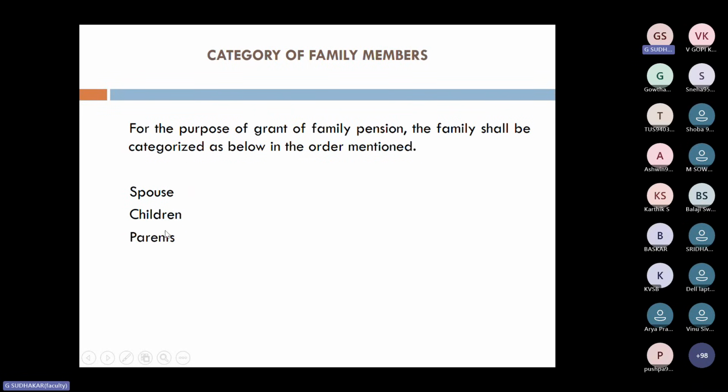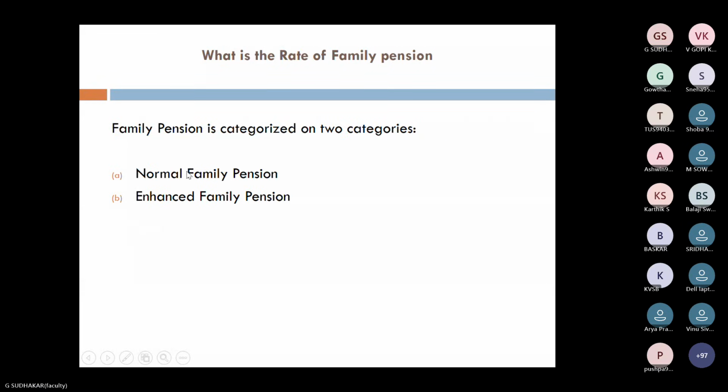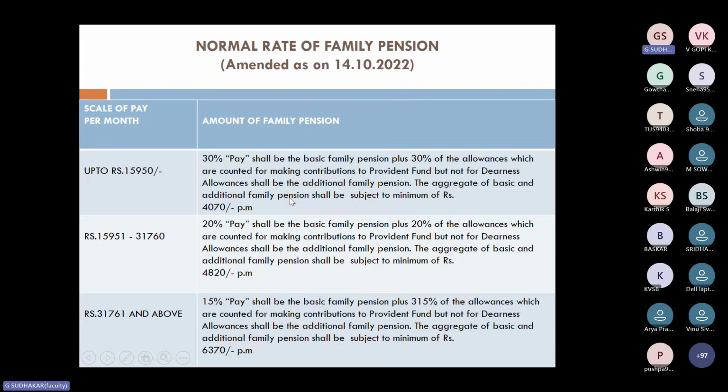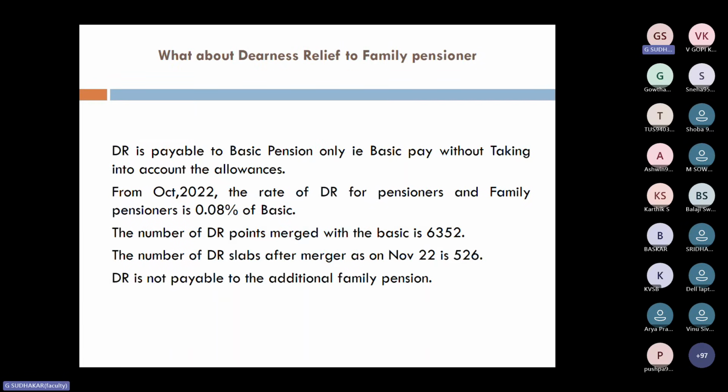Spouse, children, parents. Suppose there are no children, and a young boy around 33 years died. For them, the only dependents are the parents. They will get the family pension. There are 2 concepts under family pension: normal family pension and enhanced family pension. The enhanced family pension will activate when the retired person's age is less than 60 and he attains the age of 65. So like that, the enhanced family pension will come.